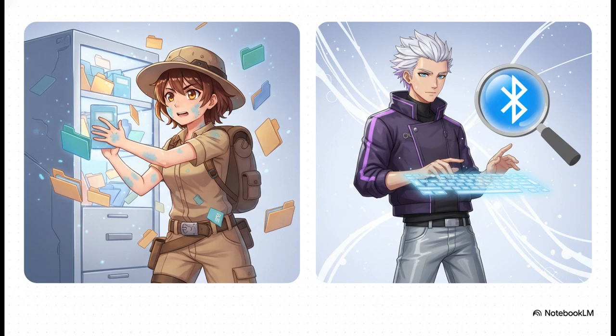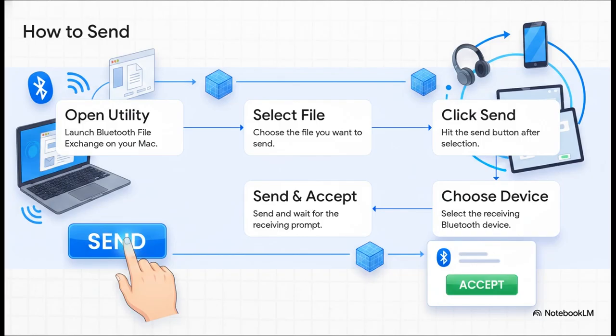Boom, you're in. Once you found it, just ensure your Bluetooth is actually on and open the utility. A window will instantly pop up asking you to select your file. You pick it, hit Send, choose your destination device from the list of nearby hardware, and hit Send one last time. The receiving device gets a prompt and you're done. 5 simple steps without getting bogged down in any confusing technical menus.